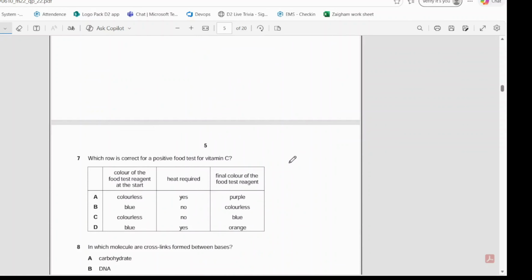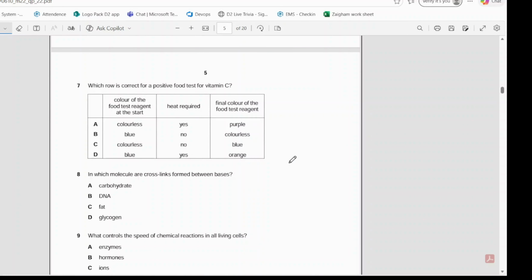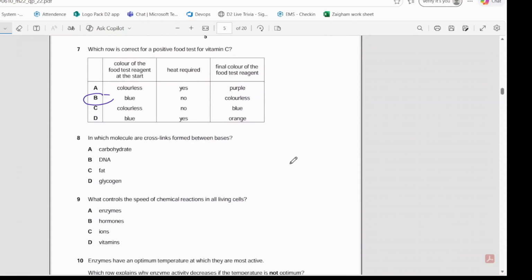Next one, seventh. Which row is correct for a positive food test for vitamin C? That's blue, no, not required. It becomes colorless. Correct. In which molecule are cross-links formed between bases? Bases mean the nitrogenous bases. So it's DNA.